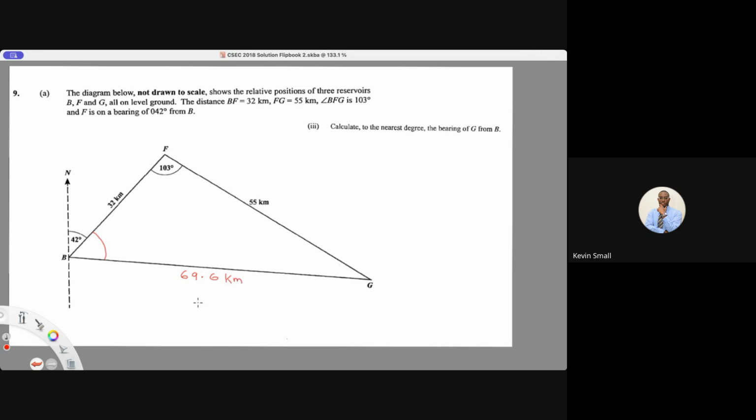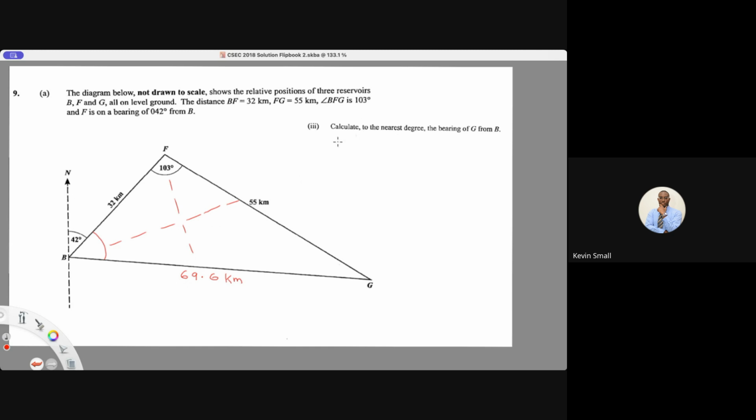And what rule? Omara says sine rule, which is correct. You want to use the sine rule to find the missing angle. So I would need this side here, the 55, and I will probably use the 103 and the 69.6. So remember the sine rule.